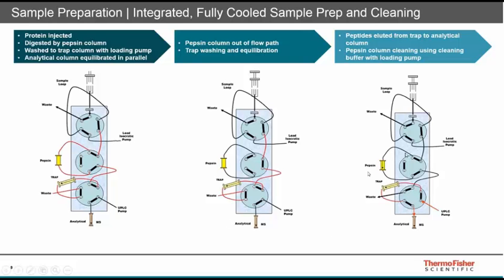And then in the next step, the center valve is actually switched back, and also the lower valve is switched once. So now we have the pepsin column back in the loop, connected to the flow from the loading pump. That runs via the column and out to the waste, so that's now just cleaning the pepsin column, while we are using the gradient pump to provide a gradient to elute the peptides from the trap column onto the analytical column towards the mass spectrometer for detection.